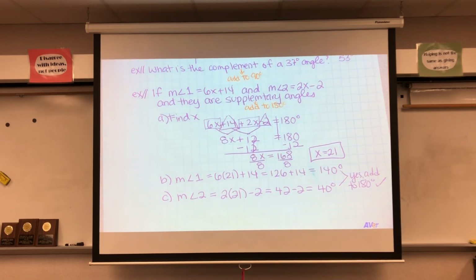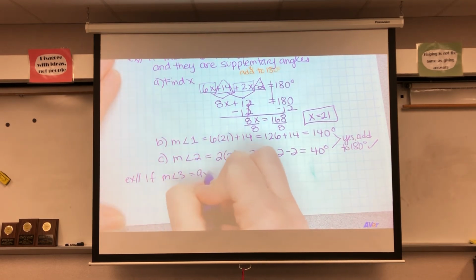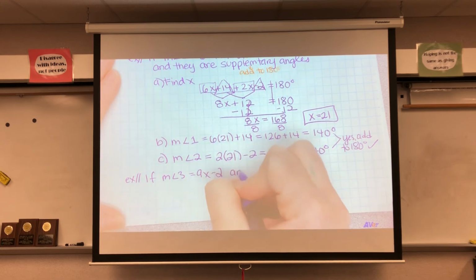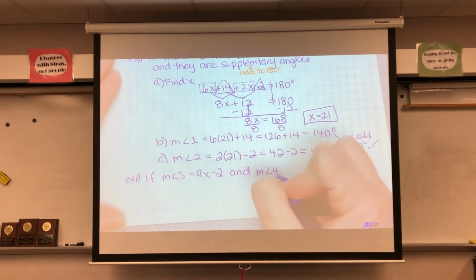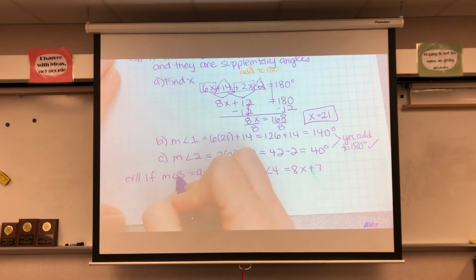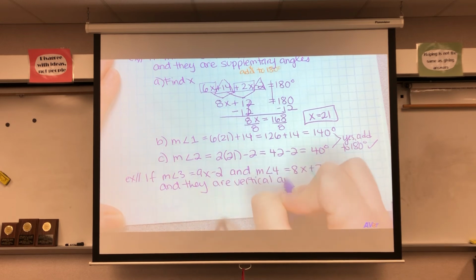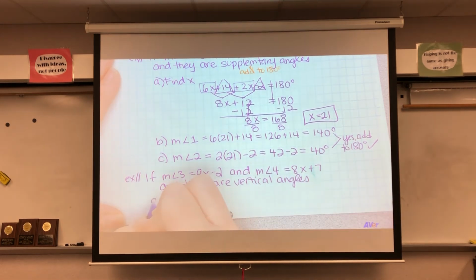I'm going to show you one more, and I'm just going to start it just to give you an idea of what if they said instead, if the measure of angle 3 is 9x minus 2, and the measure of angle 4 is 8x plus 7. Again, I need one more fact because I don't know their relationship. And they are vertical angles. Can I now find x?